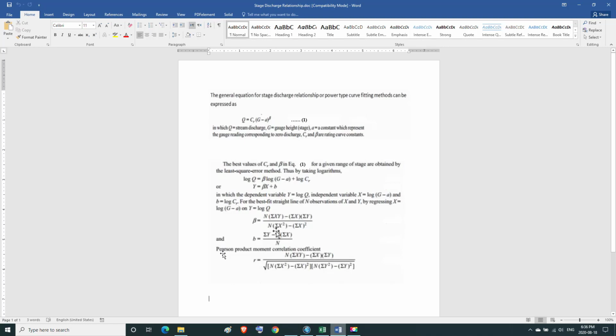The Pearson product moment correlation coefficient R is equal as we see. So we calculate the parameters for this equation as follows.